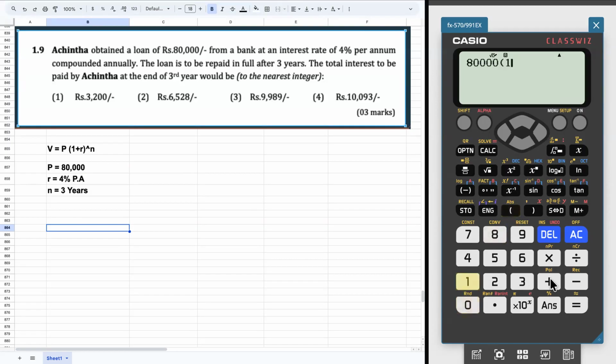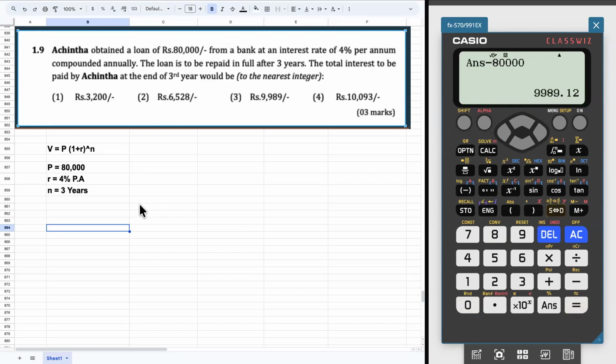Open bracket, 1 plus the R, we can use 0.04 because the compounding is annually. Close the bracket, put the power, it's for 3 years. So it will give you the total amount, 89,989. But the question is asking only the total interest. So you have to remove the initial investment, that is 80,000, to get your total interest amount.